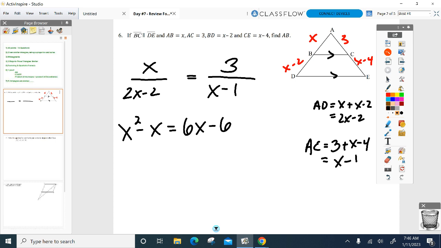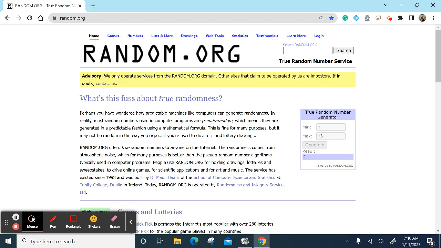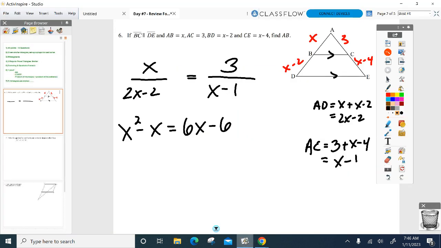This is review now, so I don't want to say a word. What's your next step up here? What would be your next step? Set it equal to 0. Good. Make sure your x squared is positive, please. So move the 6x and the 6 over. I'll give you guys a second to do that.